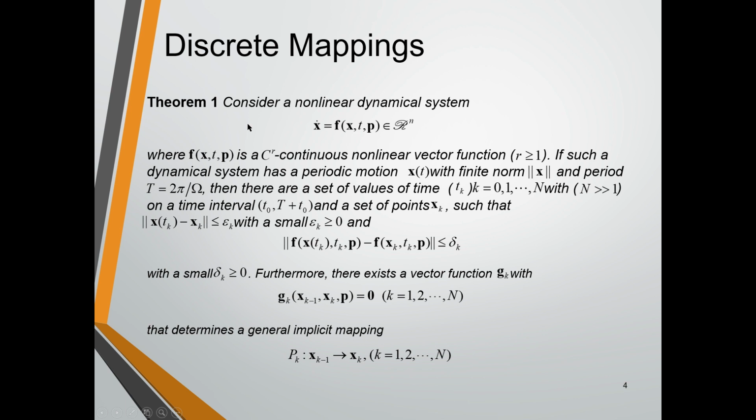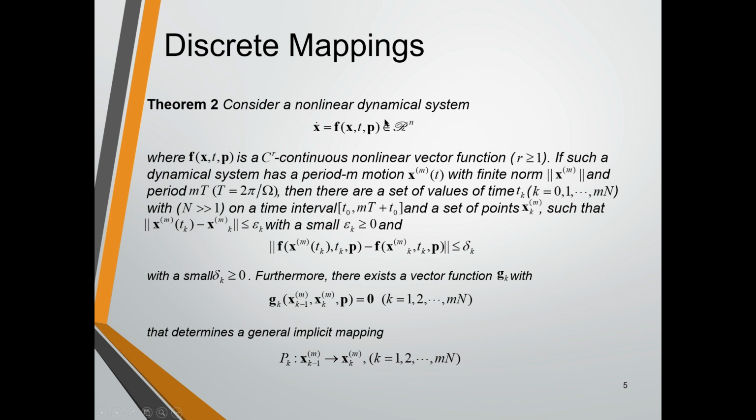First, let's go over some theory. If we consider a nonlinear dynamical system, and the system is described by a vector function in a continuous nonlinear vector space, then if such a dynamical system has a periodic motion and the period is 2 pi over omega, then we can always find a set of discretized time vector tk with the corresponding discretized points xk that is very close to the original orbit of the periodic motion.